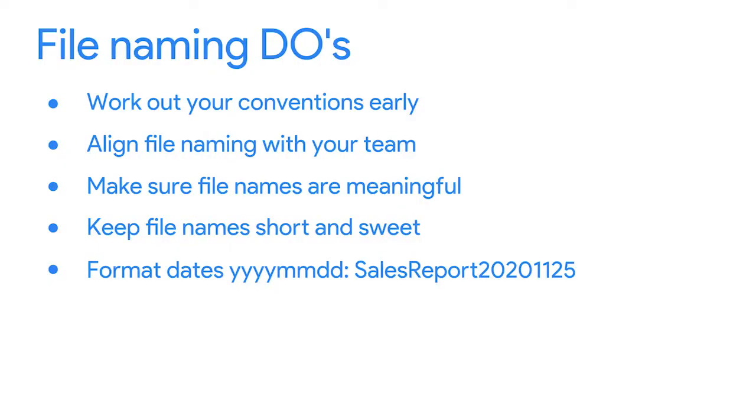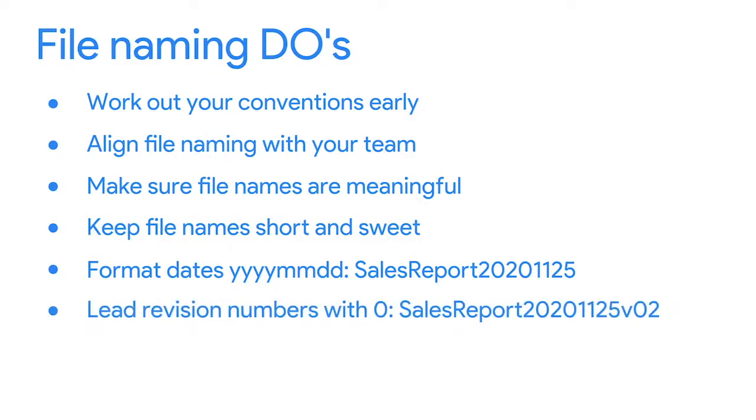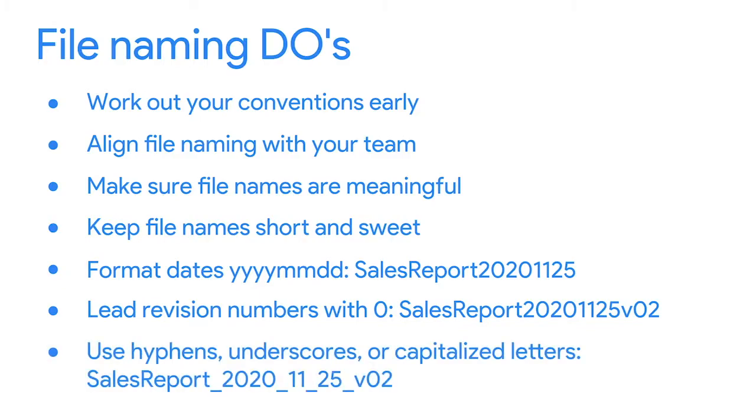And when you include revision numbers in a file name, lead with a 0 so that if you run into double digits of revisions, it's already built into your conventions. And another good rule is to use hyphens, underscores, or capitalized letters instead of using spaces. Spaces and special characters might not be recognized by your software. Plus, avoiding spaces definitely makes it easier to work in SQL.